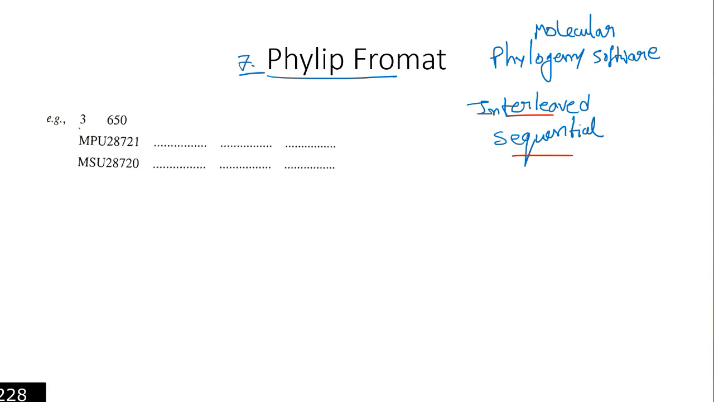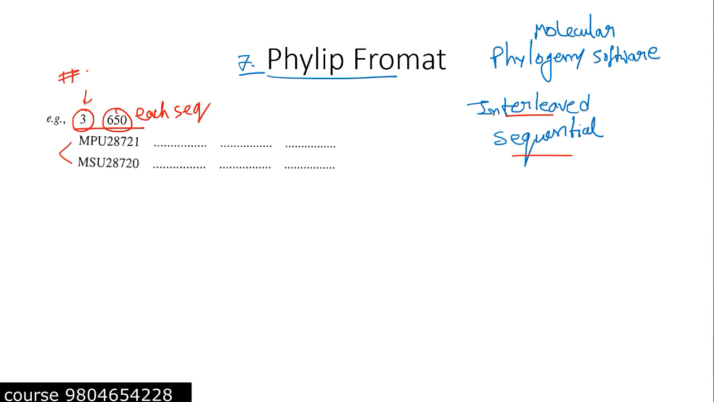This particular format starts with two numbers, then the sequence lines come in and at the end we have dotted lines. The first number represents the number of sequences in the file and the second number is the total number of characters present in each sequence. The next line onwards, the sequence itself is displayed.